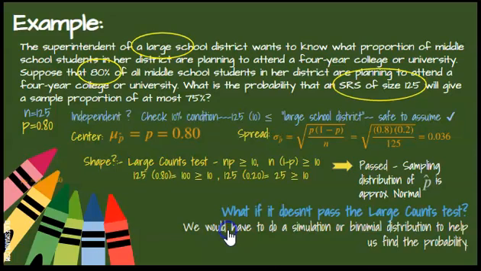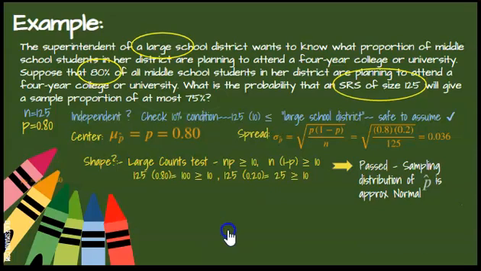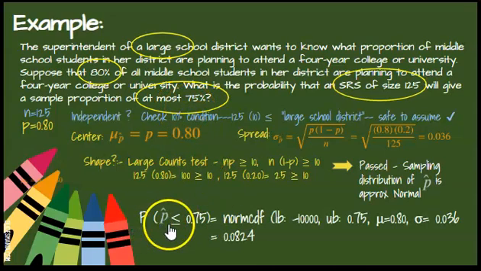All right. Back to the question. So what is it really asking us? It's saying, what's the probability that a simple random sample of size 125 will give us a sample proportion of at most 75%? So that translates to this probability statement: the probability of a sample proportion is less than or equal to, that's what at most means, 0.75.